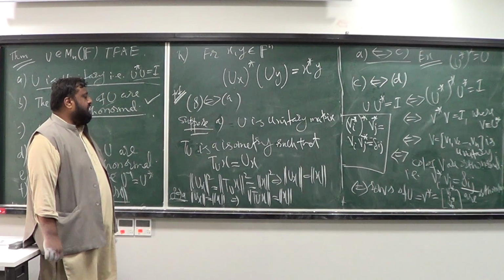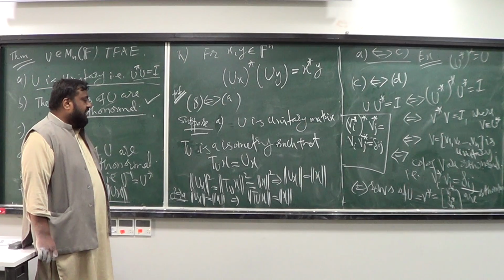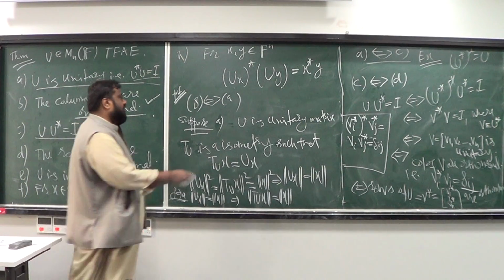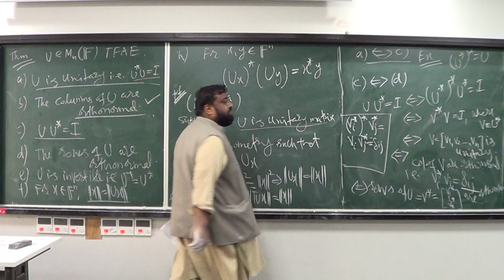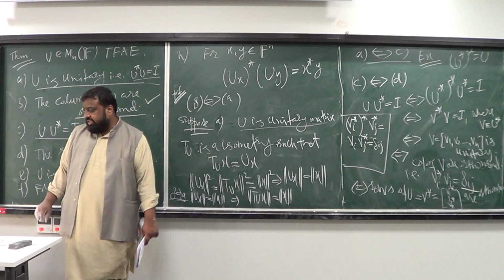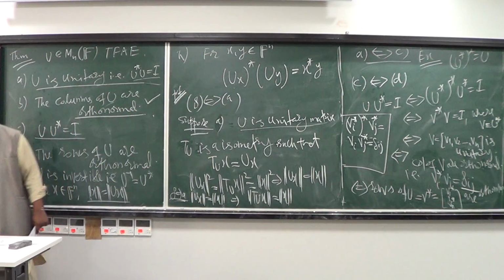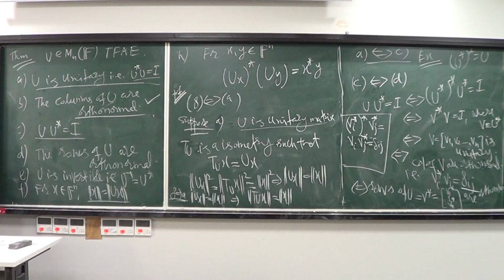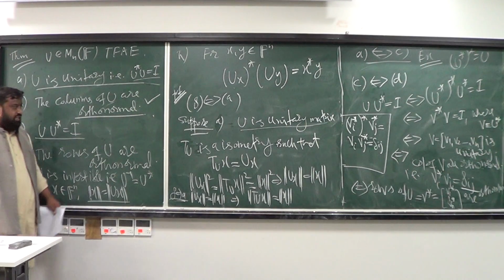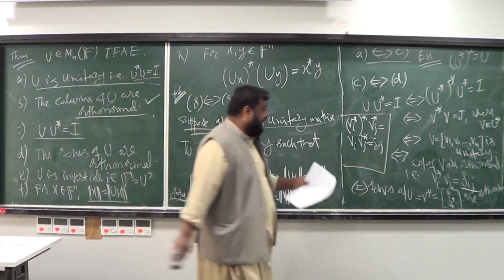So what does this show? That TU is an isometry. And if TU is an isometry, U is a unitary matrix. Okay? So this shows both sides. But the proof is not difficult. It's just a bit of working out.